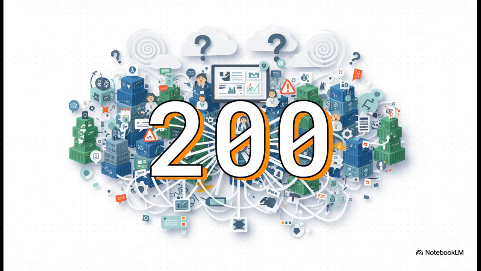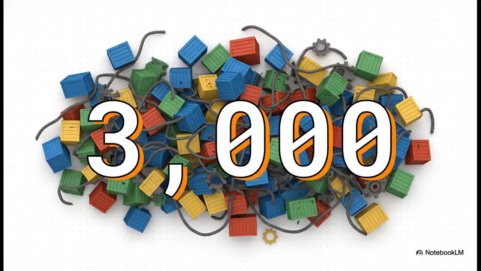Now things are getting messy. Just keeping track of them all and making sure they're healthy is becoming a full-time job. And then you hit that dream scenario, hypergrowth. You're now running 3,000 containers. At this point, managing them by hand isn't just difficult, it is physically impossible. You've officially entered what we call container chaos.